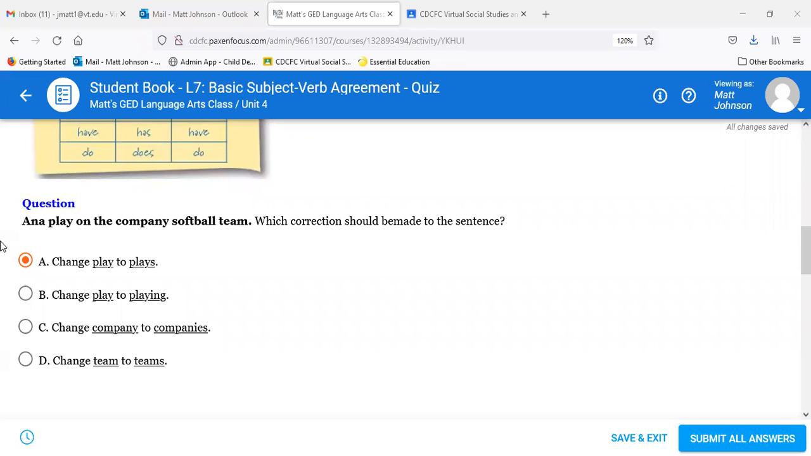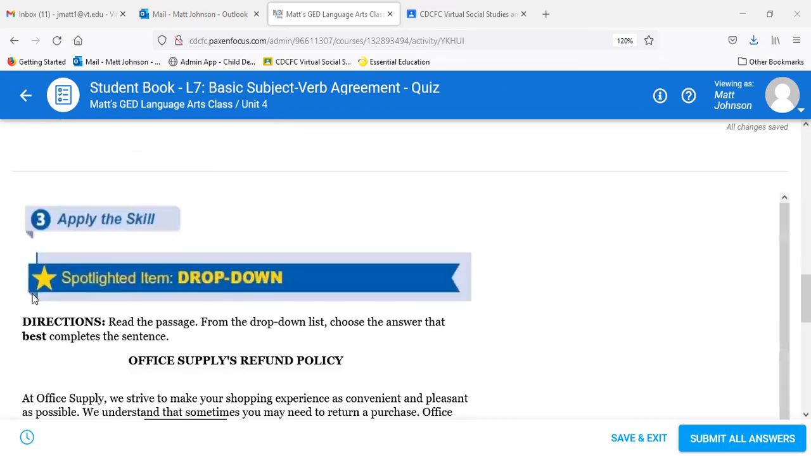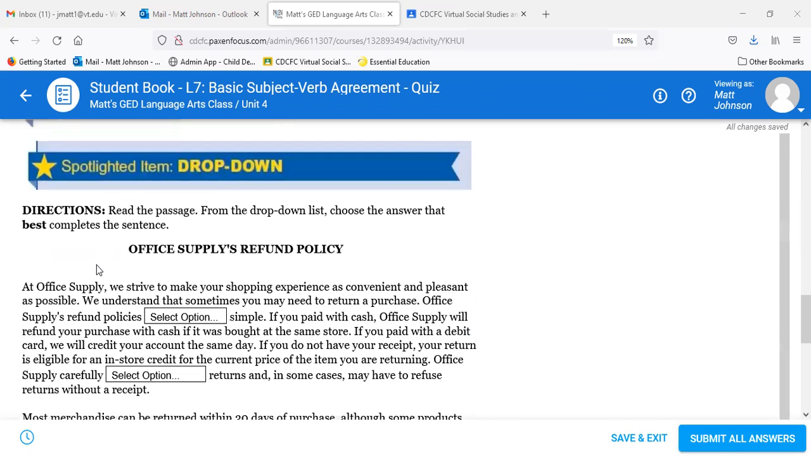Correct. Anna is singular, and plays is going to be the singular form. Sounds confusing because we're adding S, but it's still plays. It's a little weird. But that's what I'm saying: the first thing you do is sound it out and see what sounds right. If you run into a situation where you have two that sound kind of similar and you're not sure, that's when you want to maybe review the rule.